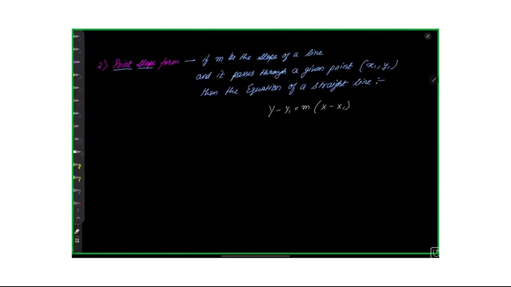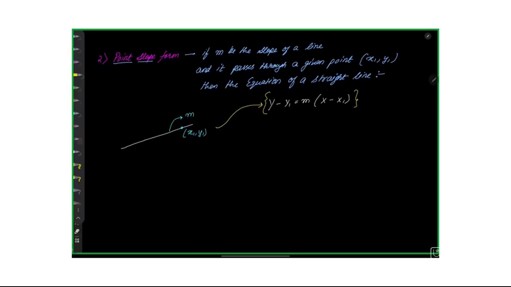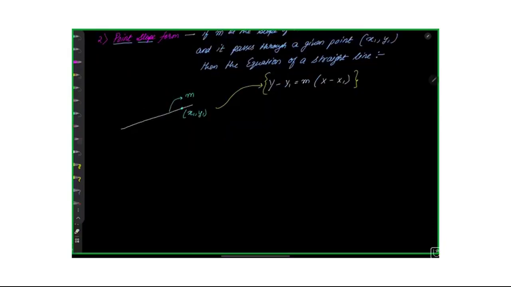Now, if I show you a diagram, if there's a line, right, and it passes through a given point x1 comma y1, and the slope given is m, then you can write the equation of the line exactly like this, nothing else, right? Now, the third form comes as two-point form.